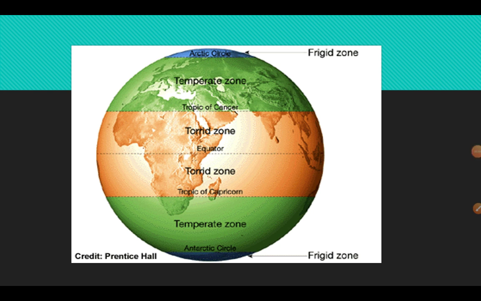Students, in this picture you can see three zones, right? At the very top of this picture you can observe the freeze zone, as well as the freeze zone located at the very bottom, right? At the very top is the Arctic Circle and at the very bottom the Antarctic Circle. In between you can see the temperate zone and the torrid zone. Now I am going to explain each of them in detail.